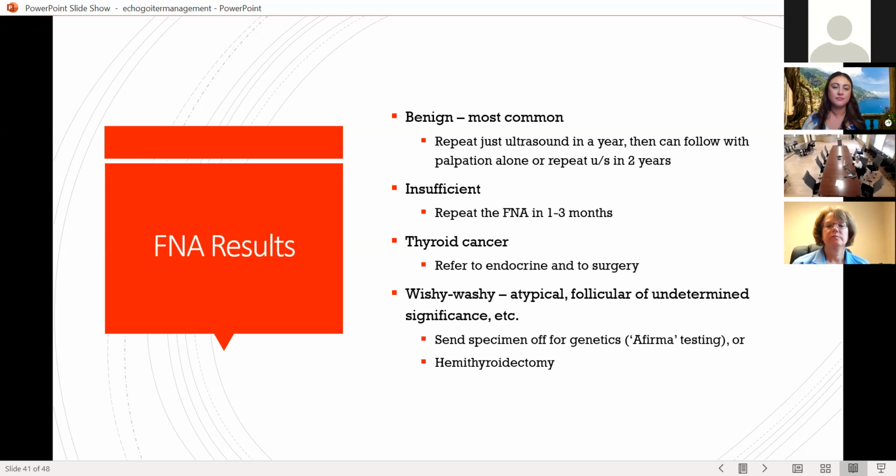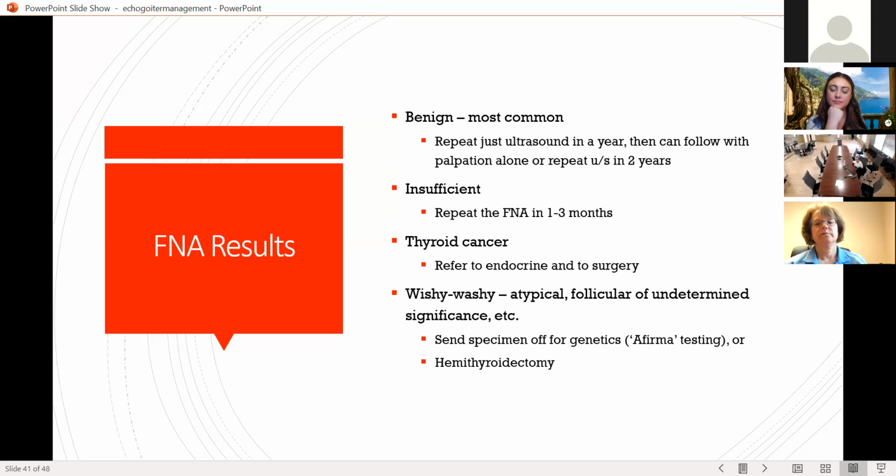If the biopsy comes back as thyroid cancer, then this isn't a personal pat on the back. There's actually data to say that people with thyroid cancer have best outcomes if they are managed by endocrinology. So if possible, refer them to endocrine. But if there is thyroid cancer in there, definitely also refer them to surgery.